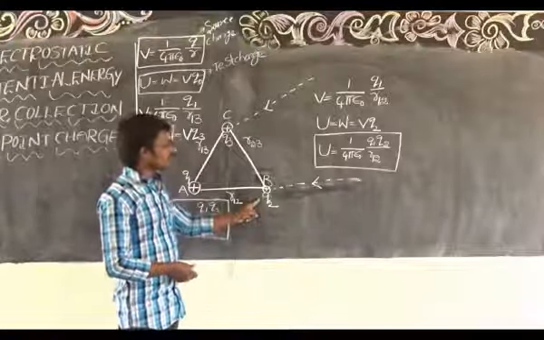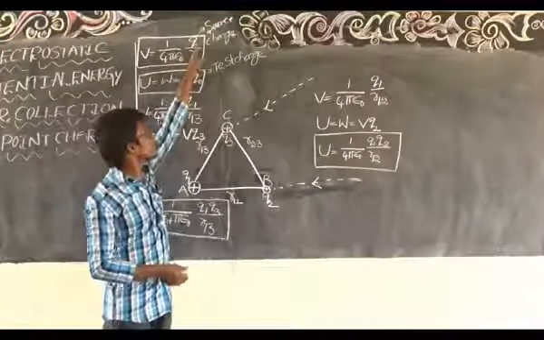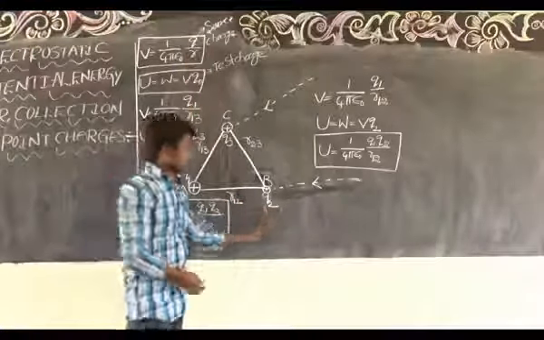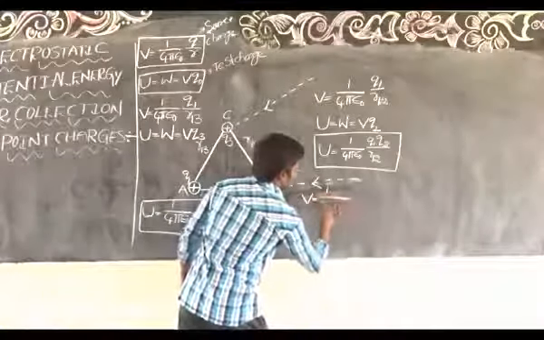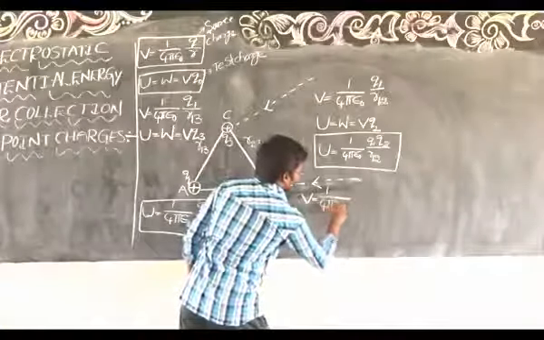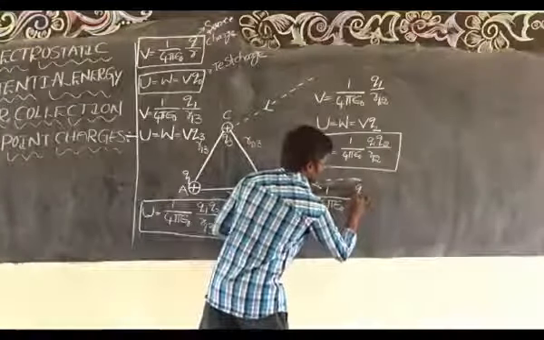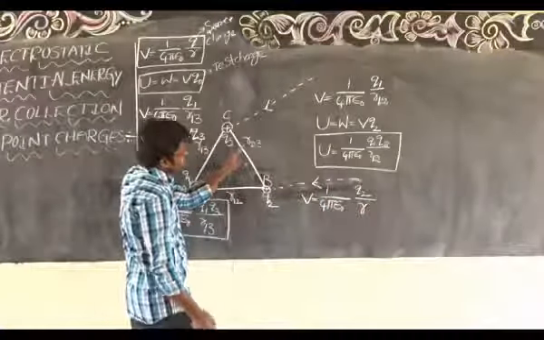So, same. What is the electrostatic potential formula? V is equal to 1 by 4 pi epsilon naught into Q by R. Here, what is the source charge? Q2. So, V is equal to 1 by 4 pi epsilon naught into source charge Q2 by R. What is the distance here? R23.